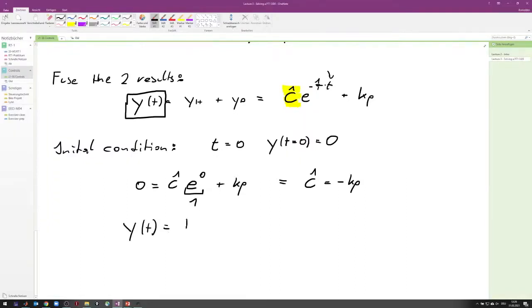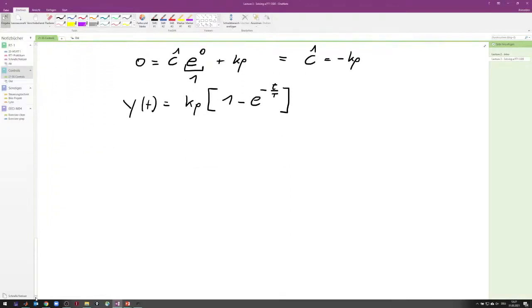And the result is simply kp, and I'm excluding kp, and then we have 1 minus e to the power of minus t over T. Okay, so this is the result, right? What you would get. This is y of t for a step input. If you have a different step input, it will be larger. As I told you, the input we had was u equal 1.